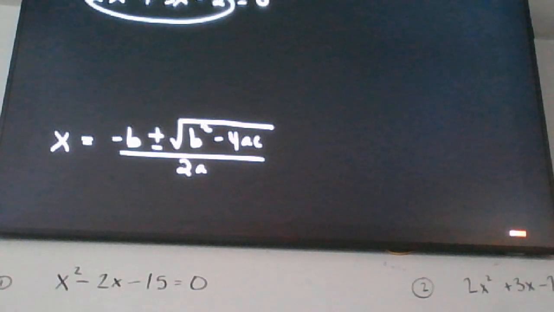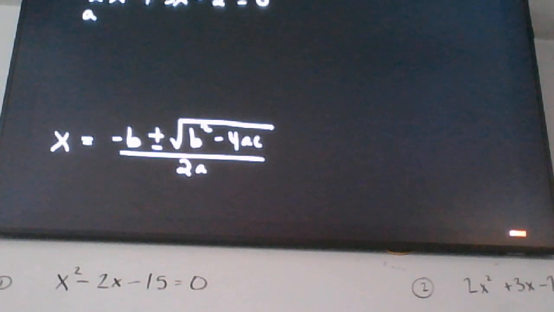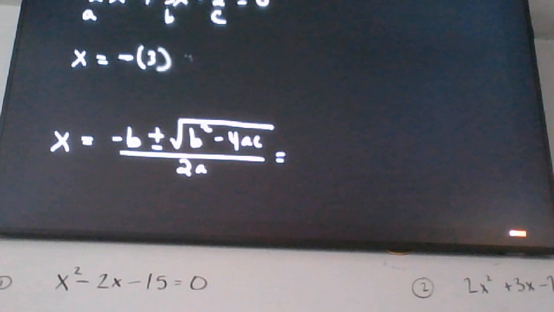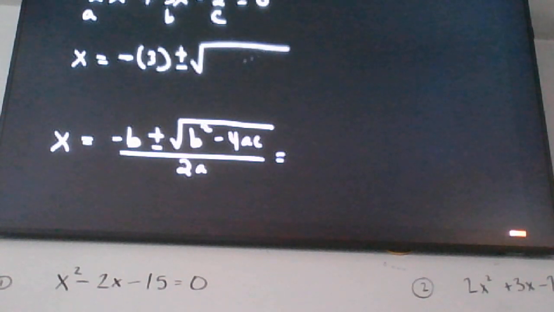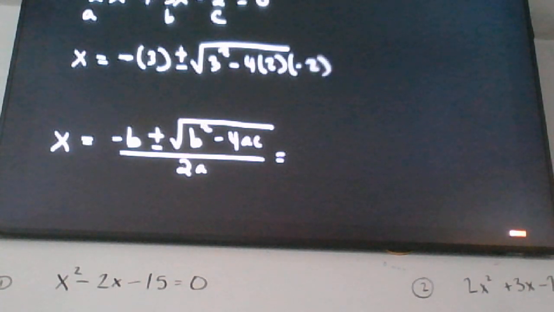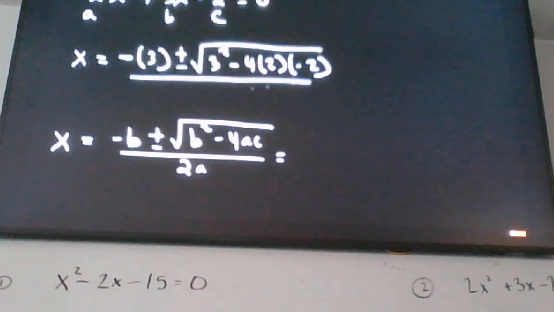So in this format, where you have all of the x variables to the left and 0 on the right, a is the number in front of x squared, b is the number in front of x, and c is the constant term. So I'm going to rewrite it here: x is equal to negative b, which is positive 3, plus or minus the square root of b squared, so that's 3 squared, minus 4 times a, which is 2, times c, which is negative 2, all divided by 2a, or 2 times 2.